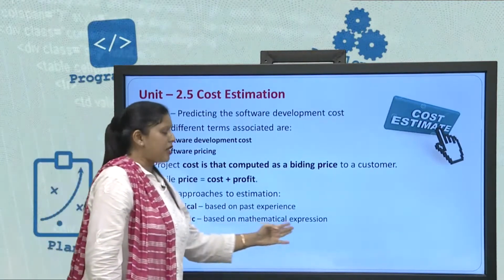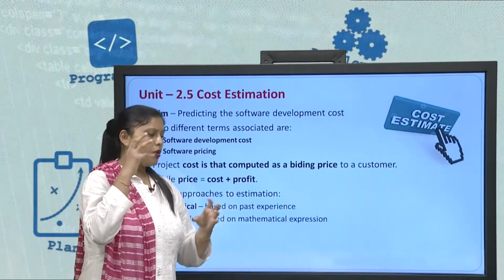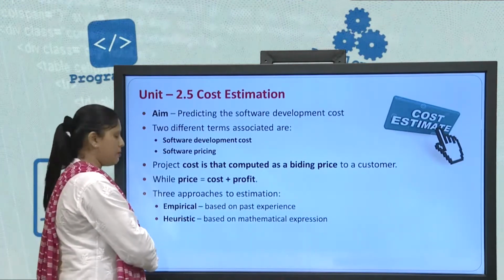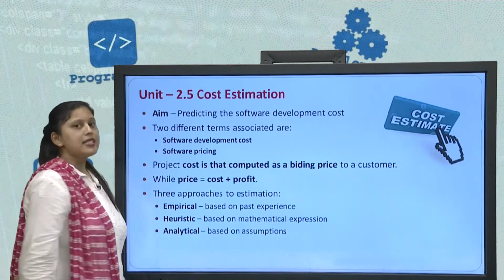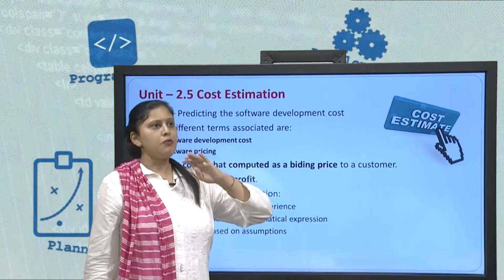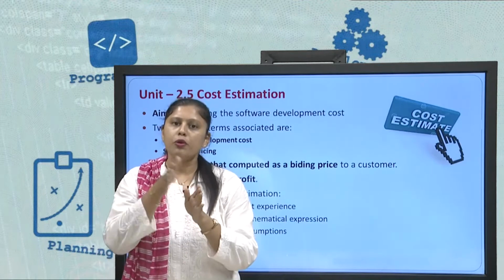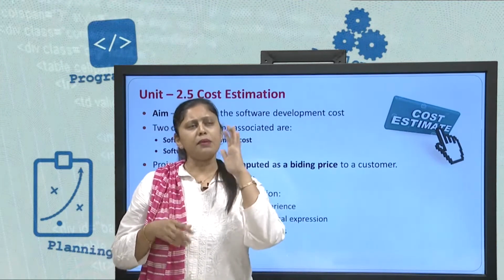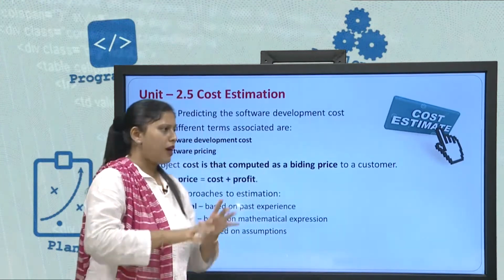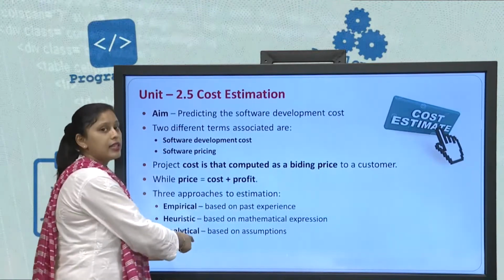This is based on mathematical expressions. We have certain formulas to calculate this, and on the basis of that formula we come out with some cost, and we call it heuristic estimation. And last is analytical estimation, which is based on assumptions. I am not going to deal with what my past project was, not going to deal with formulas or any mathematical calculation, but I will simply assume that this is what I am supposed to build, then my software development cost would be so and so, and that we call analytical estimation.